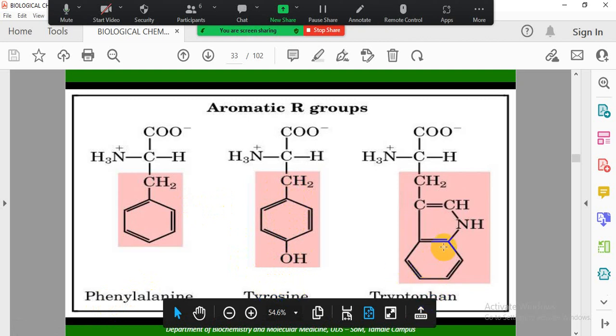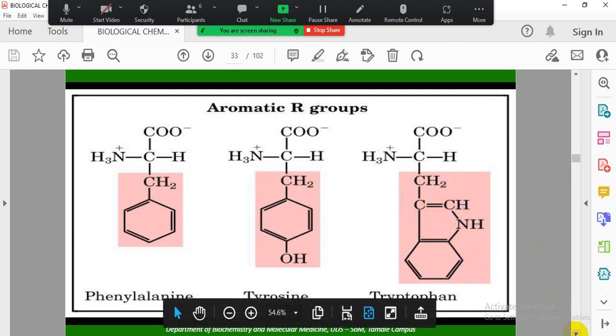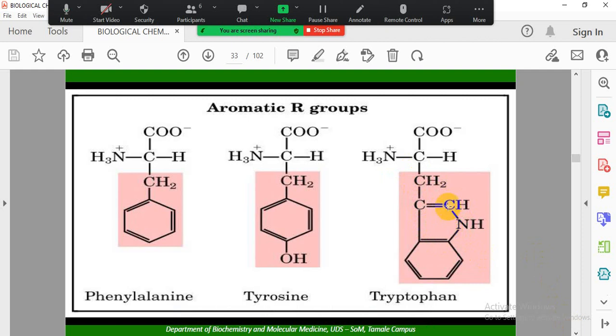Then this is tryptophan. It has an imidazole group. Okay, let's go. So most of we will be doing some reactions of carbohydrates and amino acids. Tryptophan gives a chromophore, a color change.